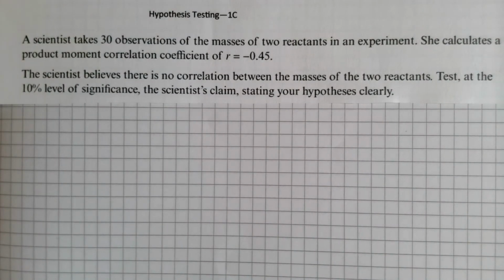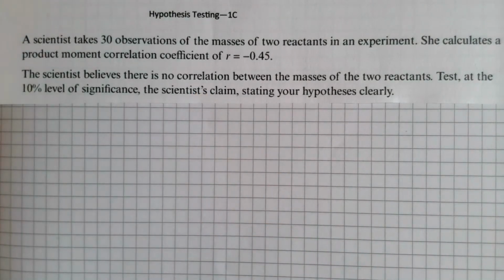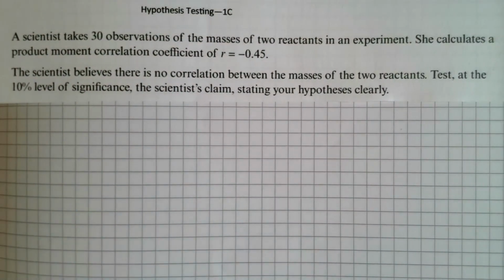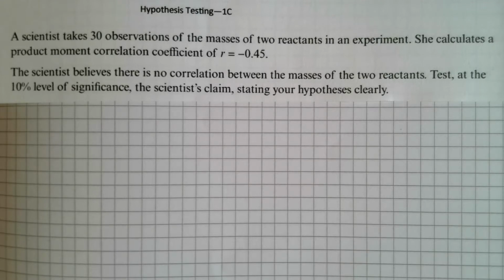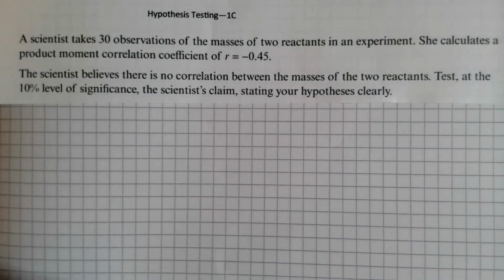And the scientist who's done these observations is believing there's no correlation between the masses of the two reactants. So although she's been able to draw a line of best fit, it's all a bit woolly, and so she wants to know whether or not this is just the way that those particular results have fallen out, or whether or not they do look close enough to be able to say, yeah, there's definitely a negative correlation between these two things. So she's got two different reactants, two different sort of, I don't know, chemicals of some sort, certain masses of them being put in, and we need to test at a 10% level of significance for whether or not there is any correlation.